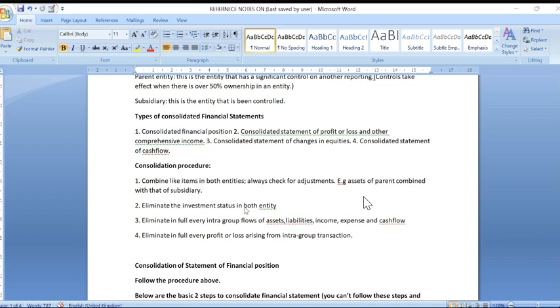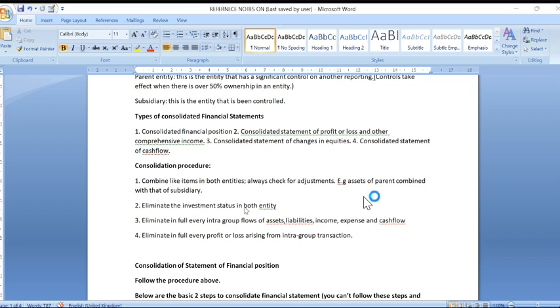Number 3, you must eliminate in full intragroup flows of asset, liability, income, expense, and cash flow. That is, all the flow. Take for instance, say parent carries one asset and gives it to subsidiary. You must learn how to eliminate it completely. Say parent A gives the subsidiary a car for use. That one, we don't consider it. It's not considerable.